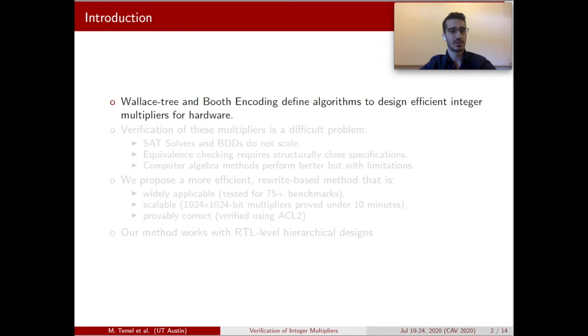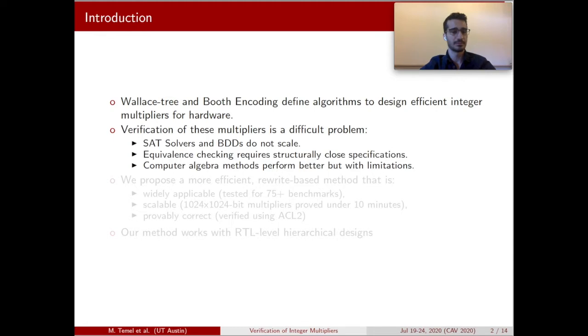Algorithms such as Booth encoding and Wallace tree are used to create efficient multipliers for hardware. Even though these algorithms have a long history, verification of multipliers has been an ongoing challenge. SAT solvers and BDDs are fully automatic, but they do not scale for complex multipliers. Equivalence checkers are used for some industrial designs, but with a lot of manual effort, and this approach is very design specific.